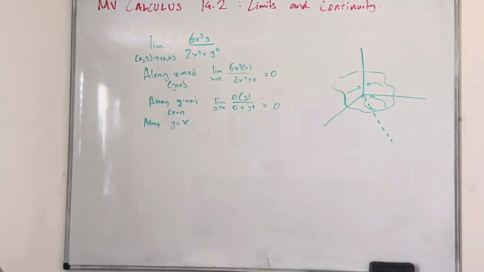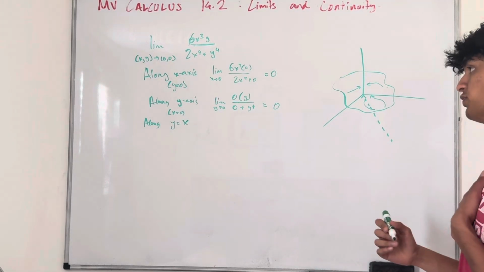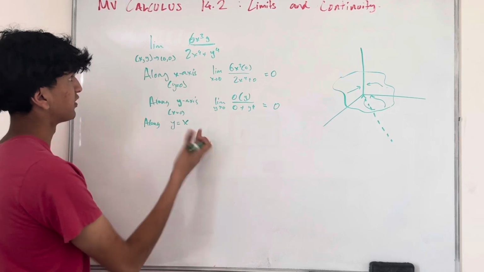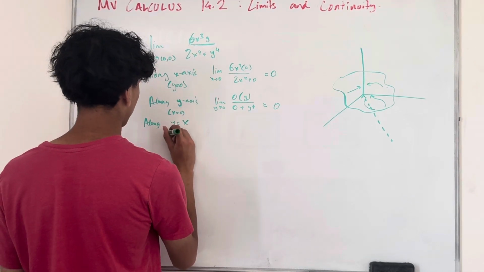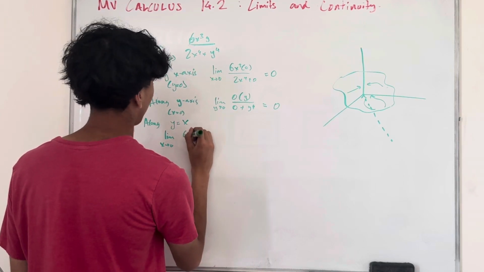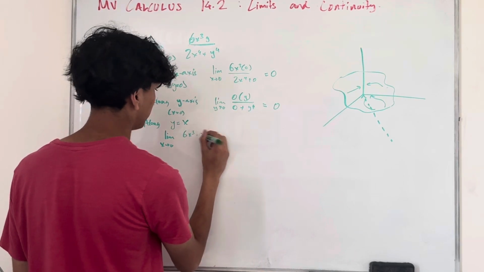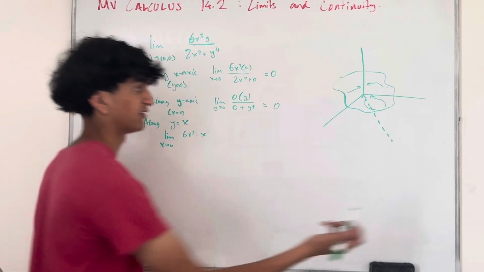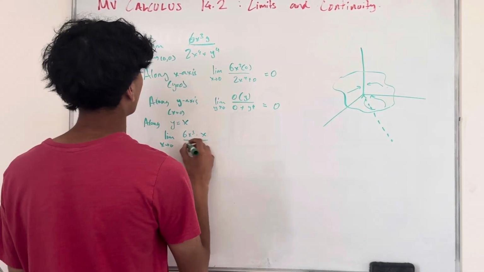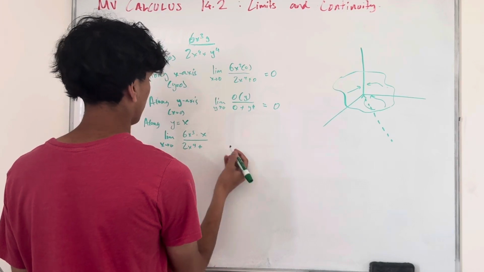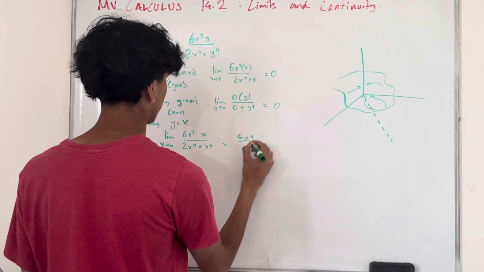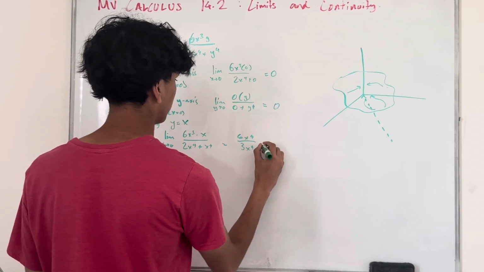And the reason I'm choosing y equals x is because now I can set all the y's equal to x. So I'm really taking the limit as x approaches 0 of 6x cubed times x, because all the y values have become x as I travel along this path, over 2x to the 4th plus x to the 4th instead of y to the 4th. And I get 6x to the 4th over 3x to the 4th, which is going to equal 2.